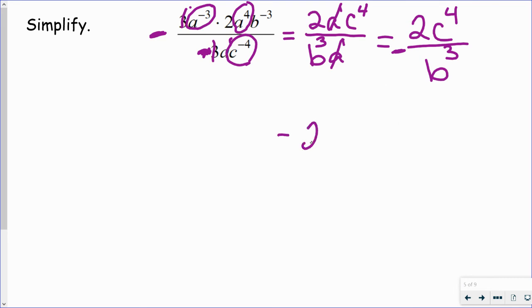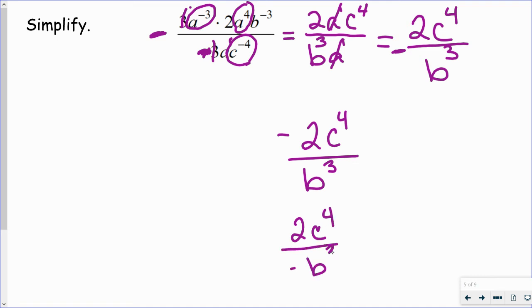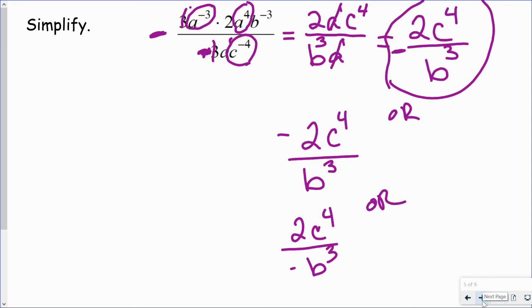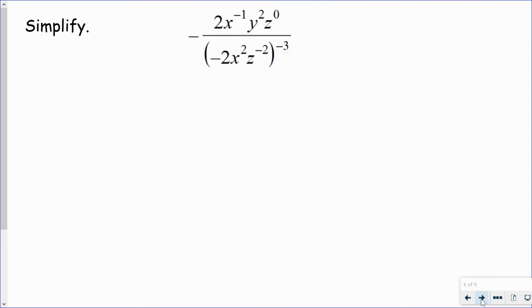If you want to put it on the top, it would look like that in the numerator. If you would like to put it in the denominator, or like here, you could put it out front, but it's that or that or that. You just can't have it in more than one place, or that negative sign will cancel out. Okay, here we go. Woohoo! Let the fun begin. This negative, don't lose it, right here.